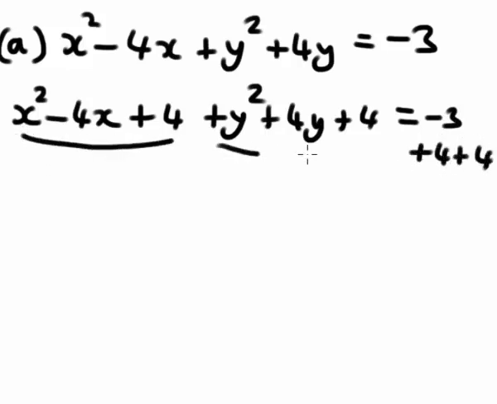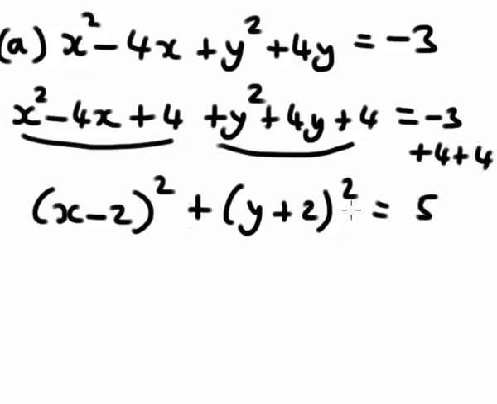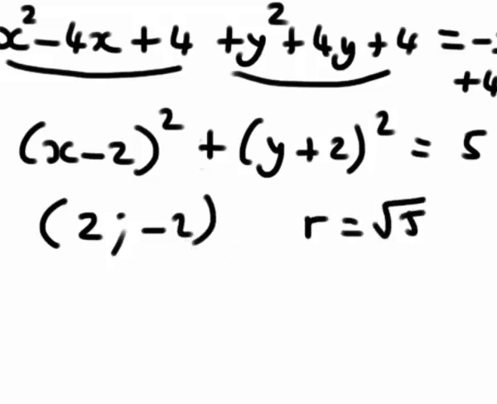This is a perfect square: x minus 2 all squared plus y plus 2 all squared. That's a bit awkward. Let's make it a bit neater there. And what it looks like is this. So it's plus y plus 2 all squared. And that's 8 minus 3, which is 5. So your center here is going to be 2 and negative 2. And the radius of the circle is root 5.